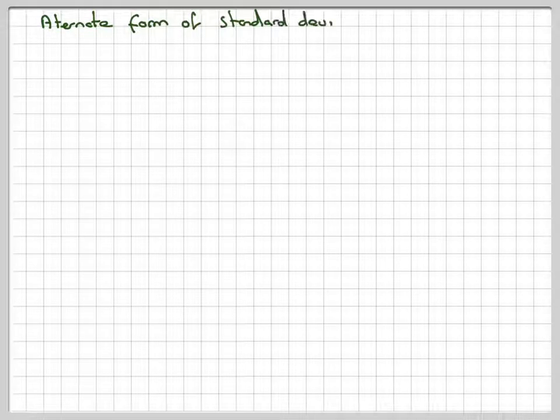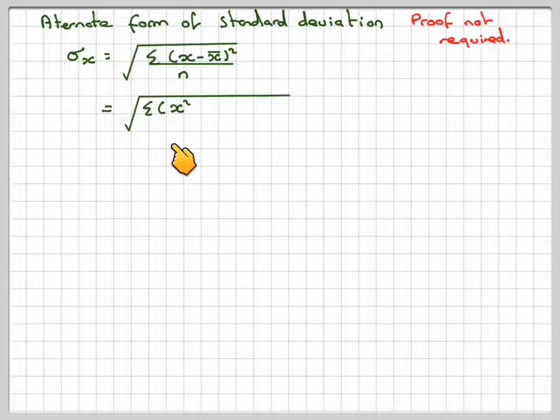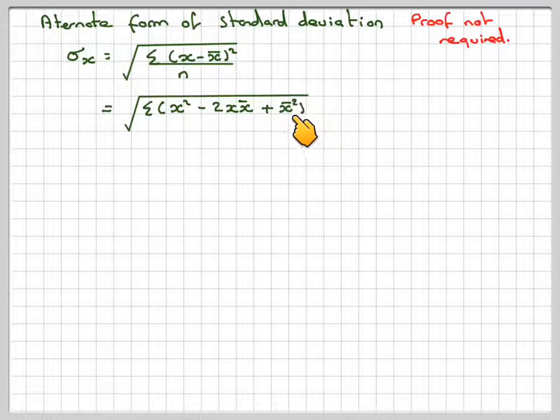Alternative forms of the standard deviation. Now this is a proof, it's not required for the A-level course, but it's quite interesting to do. So if we expand this, we're going to get x squared, using our spelling (a minus b) all squared, minus 2x x bar plus x bar squared, divided by n.